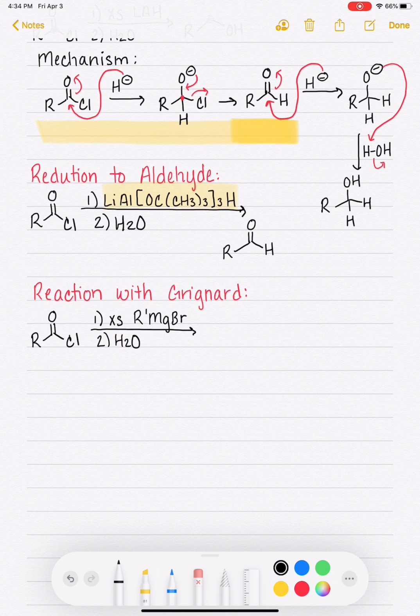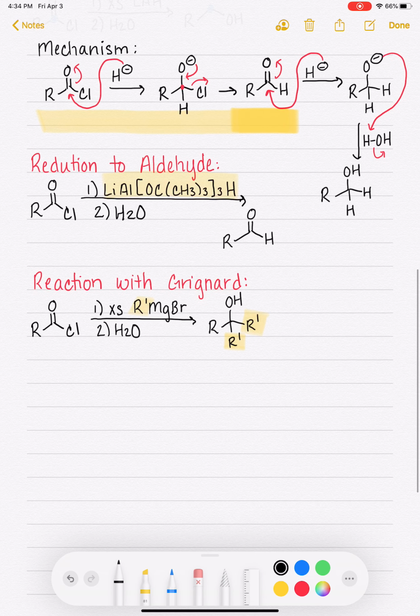The Grignard reaction and the hydride reactions are very, very similar, almost exactly the same. So we are going to be putting 2 R groups from the Grignard onto the carbonyl carbon. Let's highlight those R groups right there, right there, right there. And let's look at the mechanism to see how this happens.